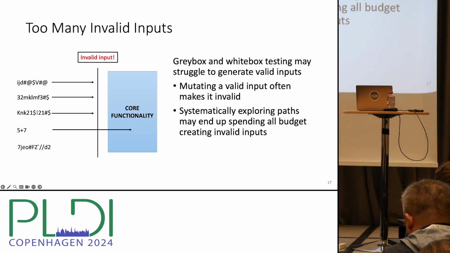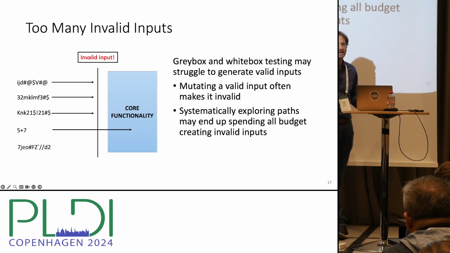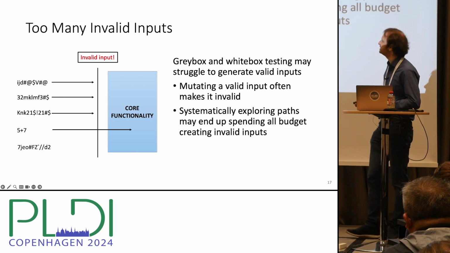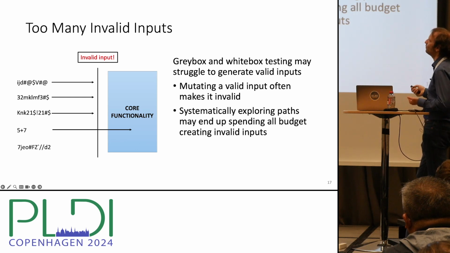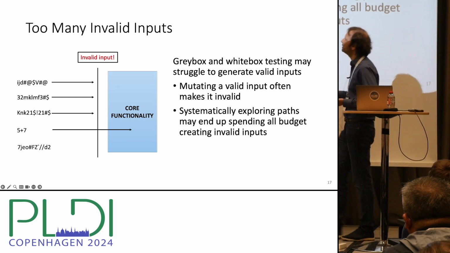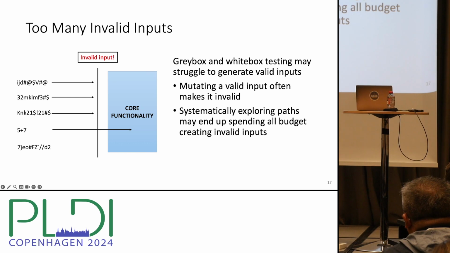So for instance, with greybox fuzzing, you're generating a lot of random inputs. And even with whitebox fuzzing, where you're very systematic, if your search space is dominated by invalid inputs, well, that's what you're going to systematically explore. So often what happens with these fuzzing techniques, particularly greybox and whitebox fuzzing, is that you're going to generate lots of ugly-looking inputs that actually are invalid, okay? And they don't make it to the core functionality of the system.